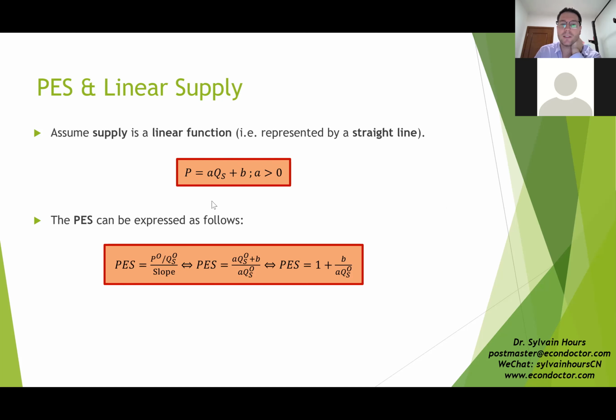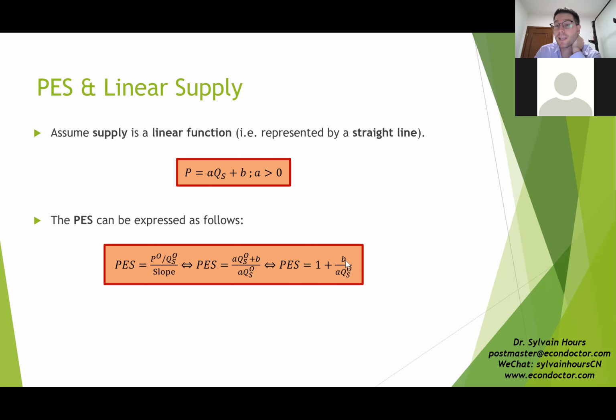So if you use that, and if you calculate the PES, and if you rearrange the terms, this is how you can express the value of the PES, okay? 1 plus b over aQ. a is positive. That's the slope. Q is positive. It's a quantity. So the denominator is always positive. So at the end of the day, you see that the PES is 1 plus something. If b is positive, so b is the vertical intercept. So if the vertical intercept is positive, then the PES is greater than 1, price elastic.